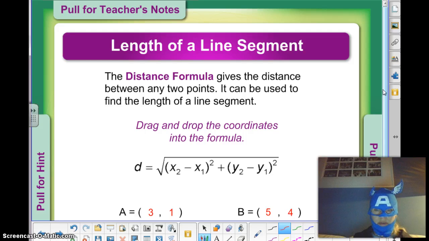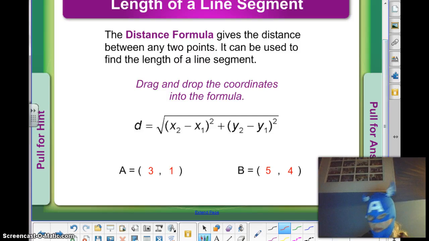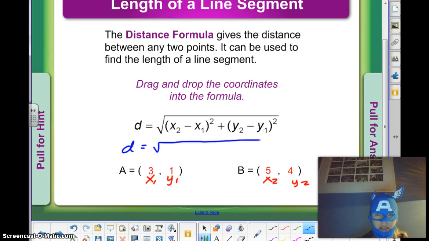Okay, so if I'm looking at this problem right here, you're going to need a calculator to solve these. If you don't have a calculator, you could just leave them in square root form. So here, we'll just label this x1, y1, x2, y2. And so we're just going to plug them into the formula given. So we'll put D equals square root x2, which is 5, minus x1, which is 3, and then we square that, plus y2, which is 4, minus y1, which is 1, and then we square it.